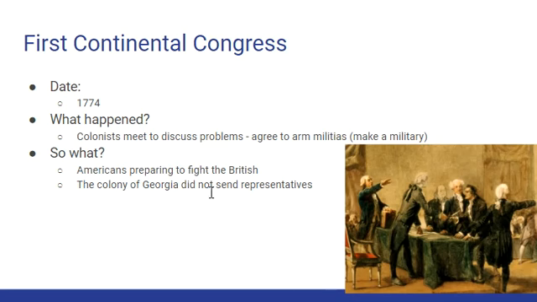And the colony of Georgia did not send representatives. So out of the 13 colonies, Georgia was the only colony that did not send representatives.